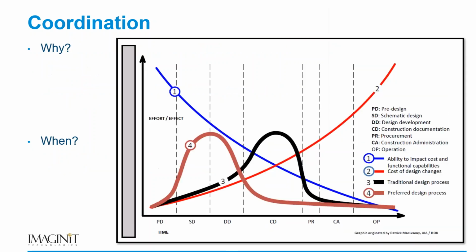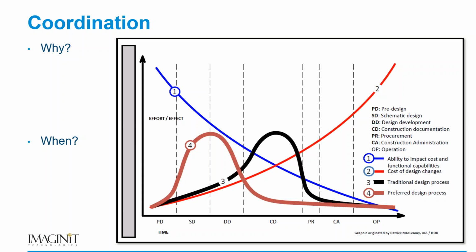All right, next. This is a fairly good graph to help you understand the impact of executing a task like coordination, and when it is more powerful and more effective, and why, right?